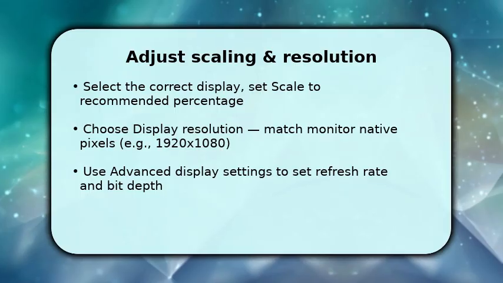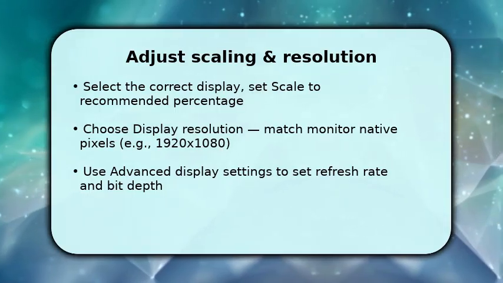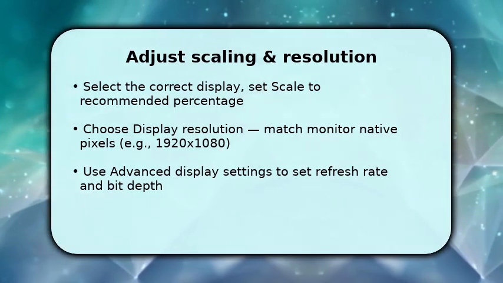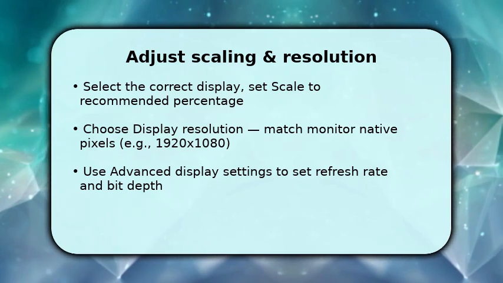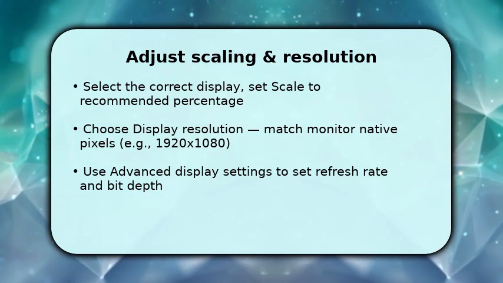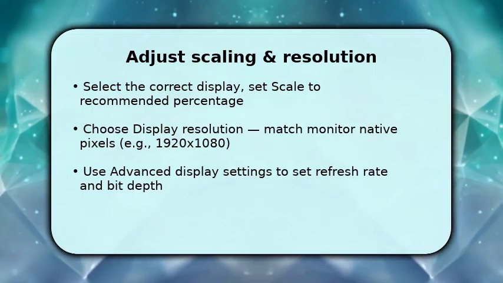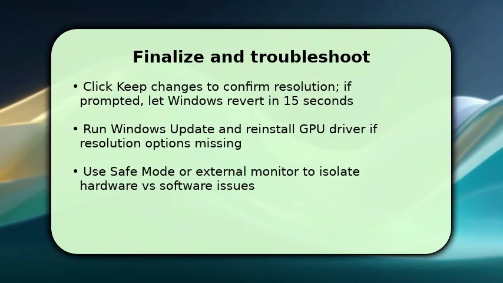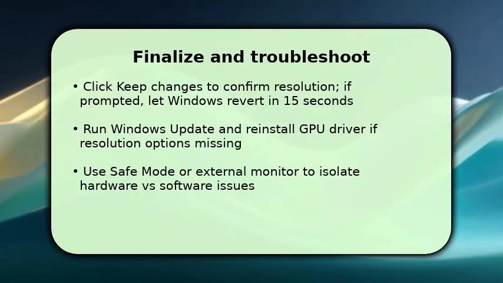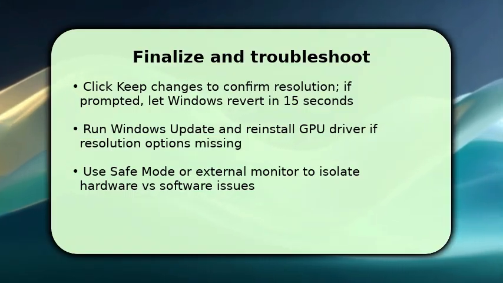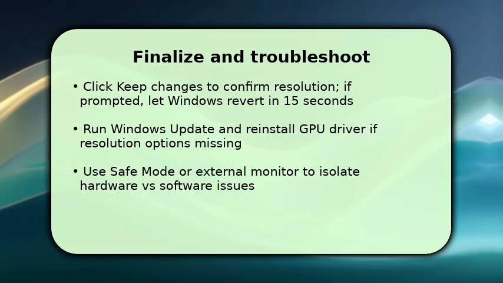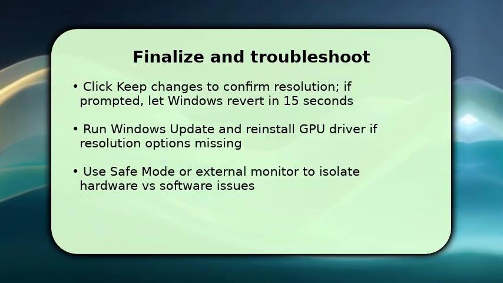Once done, open Advanced Display Settings to confirm or change refresh rate and color bit depth. Making these match the monitor's specs prevents flicker and color banding. Finish by applying the chosen resolution and clicking Keep Changes when the preview looks correct. If it doesn't, Windows will revert after 15 seconds so you won't get stuck.